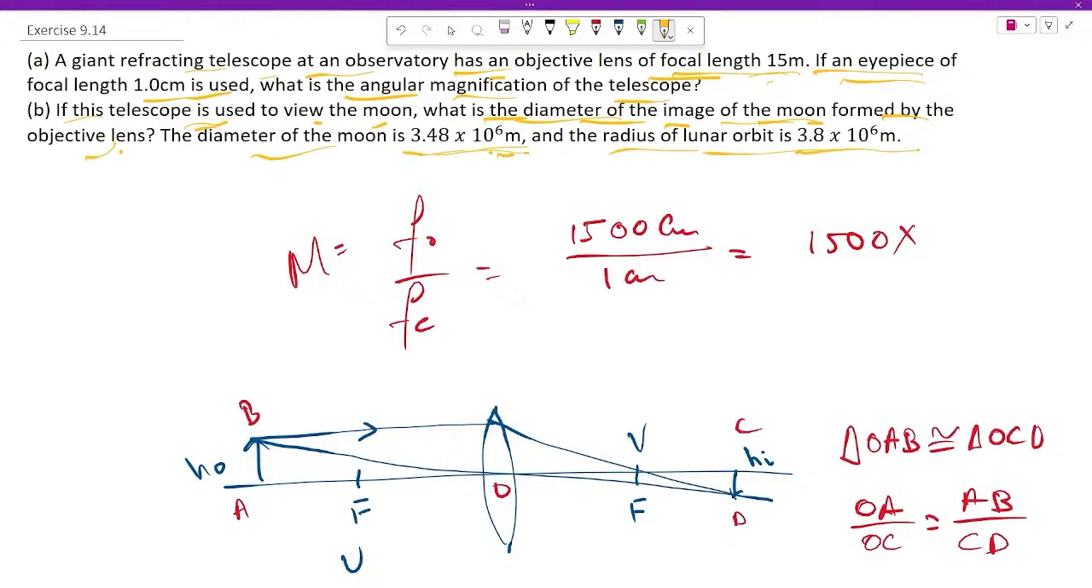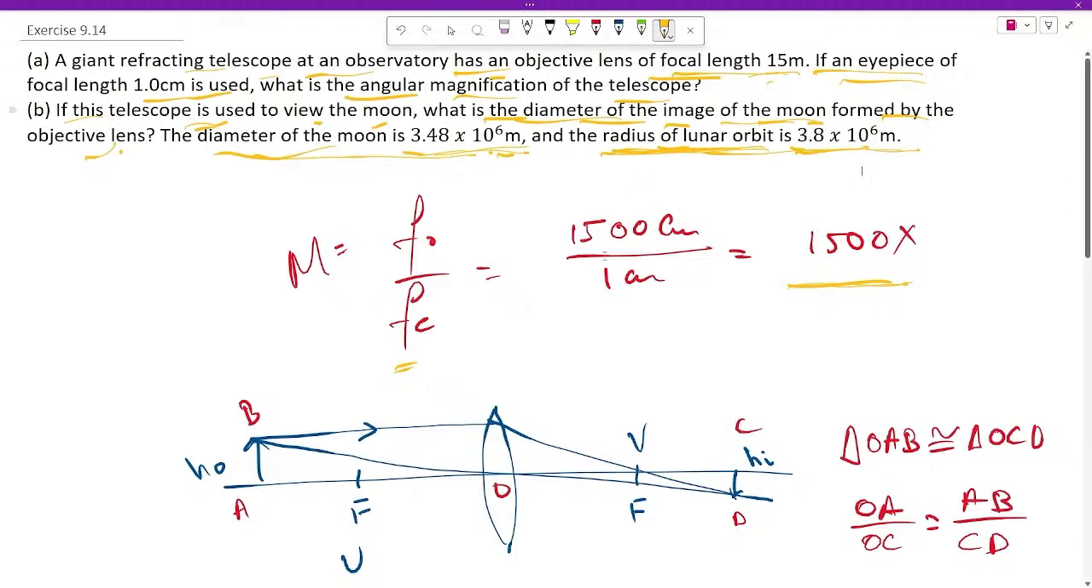So the first question is saying that simply we have to find out the magnification of this telescope. So we know the formula for magnification. It is given by the focal length of the objective by focal length of the eyepiece. So after substituting the values, we will get a value of 1500x. Now the second question is asking what would be the diameter of the image of the moon, given the diameter of the actual moon and the distance of the moon from Earth, that is the lunar orbit, or the orbit in which the moon rotates around the earth. That is 3.8 into 10 to the power 6 meter.